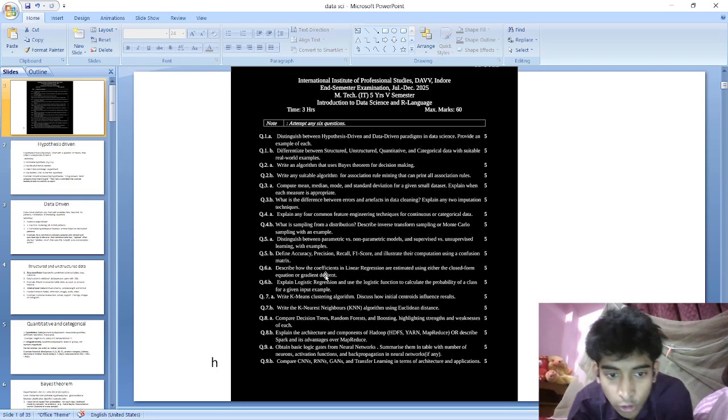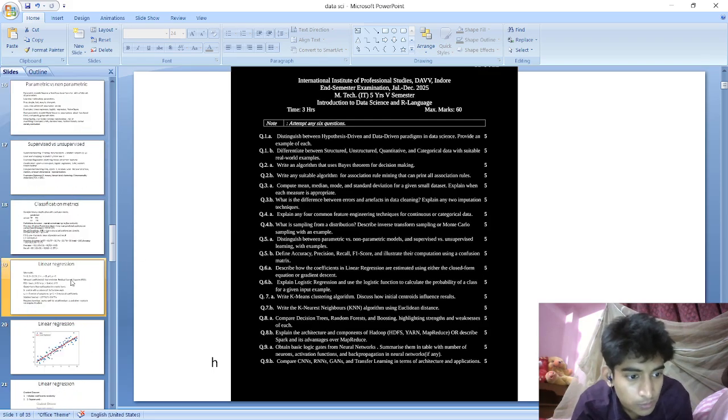Okay, so now let's solve question 6, which is: describe how the coefficients in linear regression are estimated using either the closed form equation or gradient descent. So let's see linear regression.